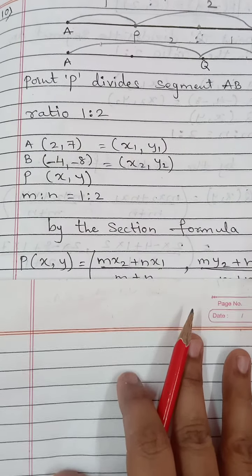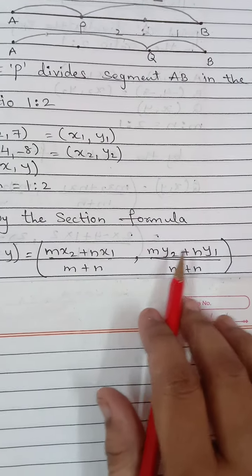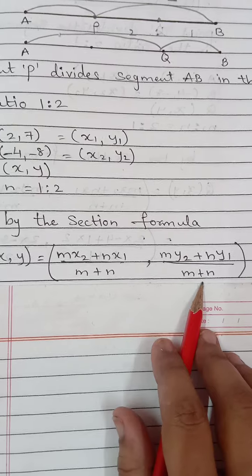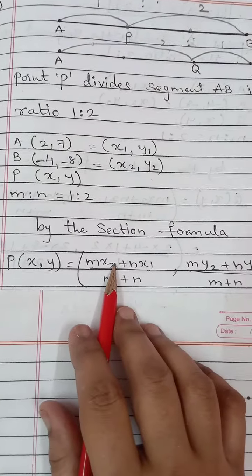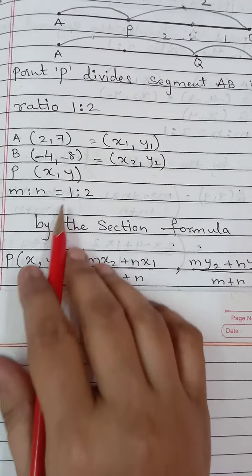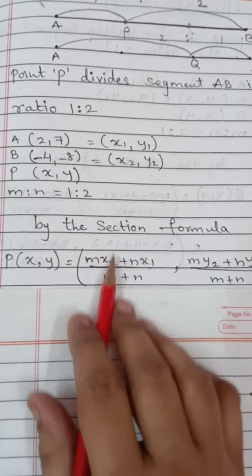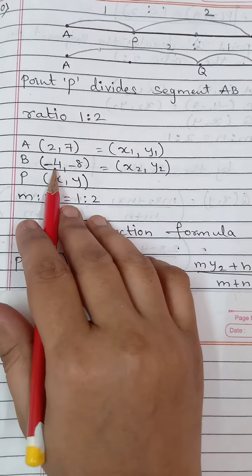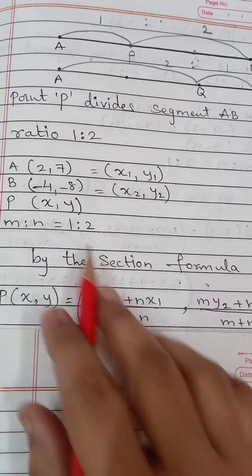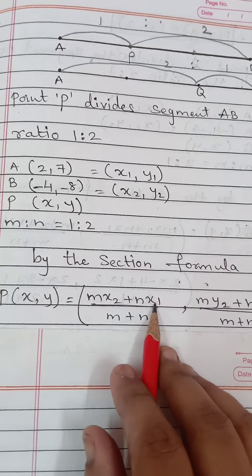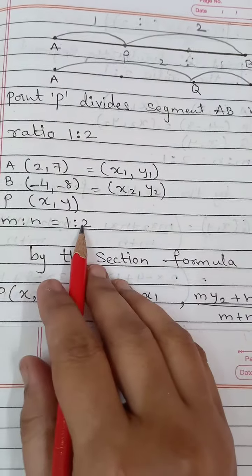So the section formula: P(x, y) is (mx2 plus nx1) upon (m plus n), then (my2 plus ny1) upon (m plus n). The same formula which we have used already for question number 1 and 2. Now we'll apply the values. So the value of m is 1, then in between multiply, then the value of x2 is minus 4, then plus sign. Then the value of n is 1, then multiply. Value of x1 is 2. And again m plus n is 1 plus 2, upon.